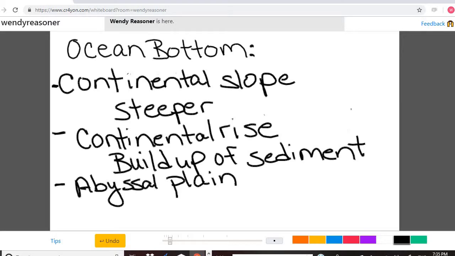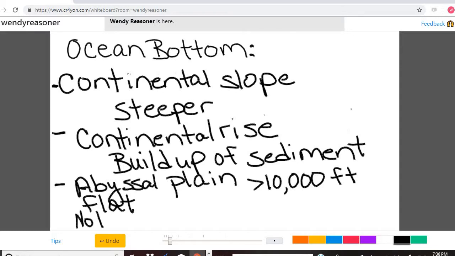And the abyssal plain is that area that is greater than 10,000 feet below the surface. And the abyssal plain is flat. However, the abyssal plain is not the deepest part of the ocean, because the trenches that we talked about previously are deeper.